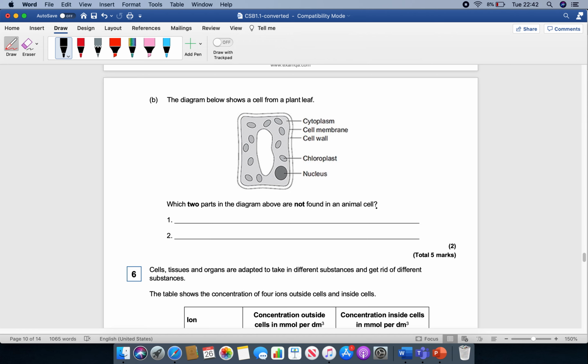Next question. The diagram below shows a cell from a plant leaf. Which 2 parts of the diagram above are not found in an animal cell? So remember, an animal cell doesn't contain a cell wall or chloroplasts, because chloroplasts are there in plants to make photosynthesis occur, and that would give you 2 marks.